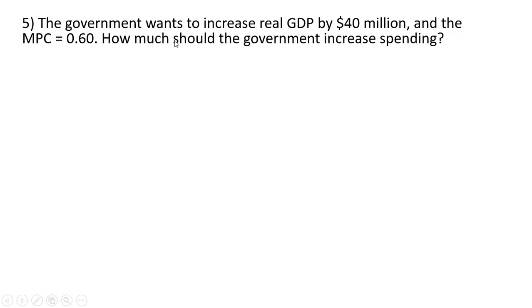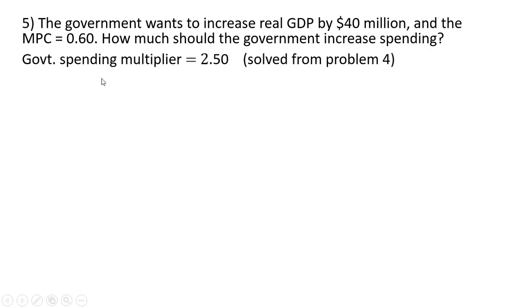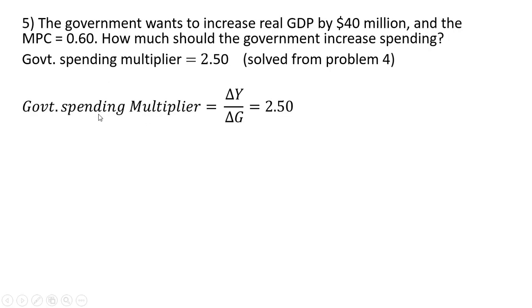Example 5. The government wants to increase real GDP by 40 million, so we want the change in Y to go up by 40 million, and the MPC equals 0.6, like in our last problem. How much should the government increase spending in this example? So from the last problem, we know that the government spending multiplier is 2.5 when the MPC is 0.6. Writing our government spending multiplier as the change in Y over the change in G and setting that equal to 2.5.